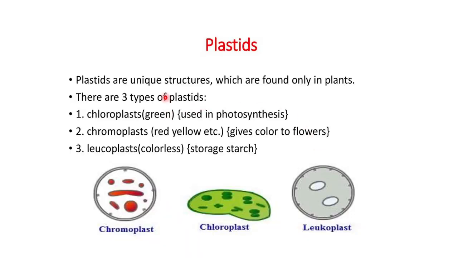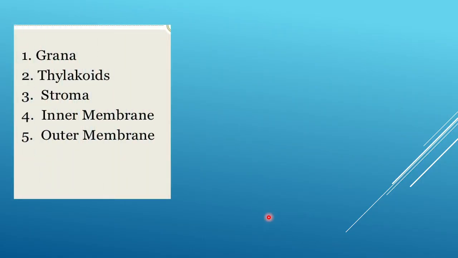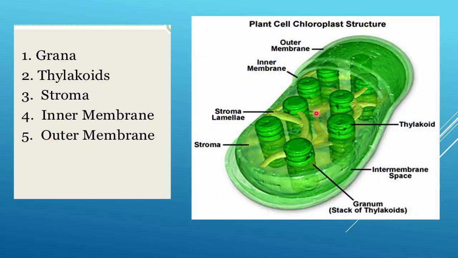Furthermore, plastids are unique structures found only in plants. These are three types which I've already mentioned: chloroplast, chromoplast, leucoplast. So these are the three types. Now, what does the plastid structure look like? The plastids have these important parts within them. So here we have the figure to assist in our explanation. The plastids, like the mitochondria, also have a double membrane, outer membrane and inner membrane.